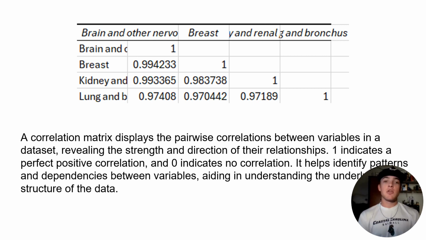This is our correlation matrix for the 4 types that we chose. A correlation matrix displays the pairwise correlations between variables in a dataset, revealing the strength and direction of the relationships. So 1 indicates a perfectly positive correlation and 0 is no correlation. It helps identify patterns and dependencies between variables, aiding in the understanding of the structure of the data.